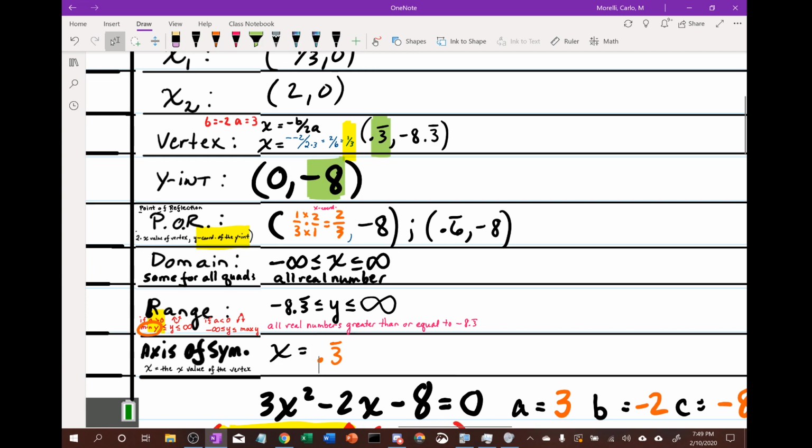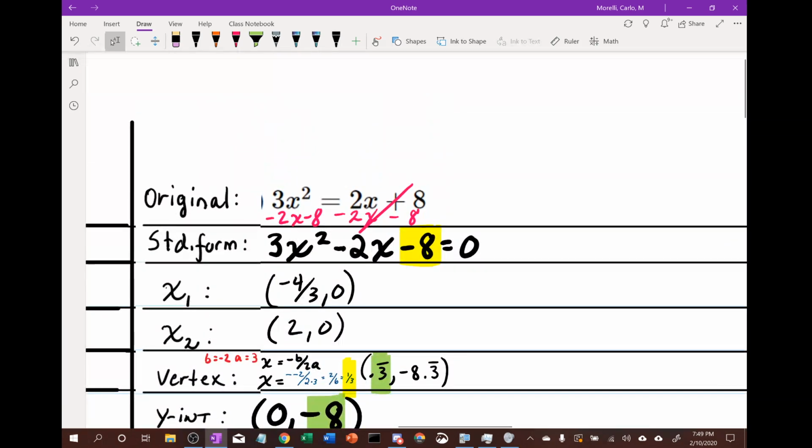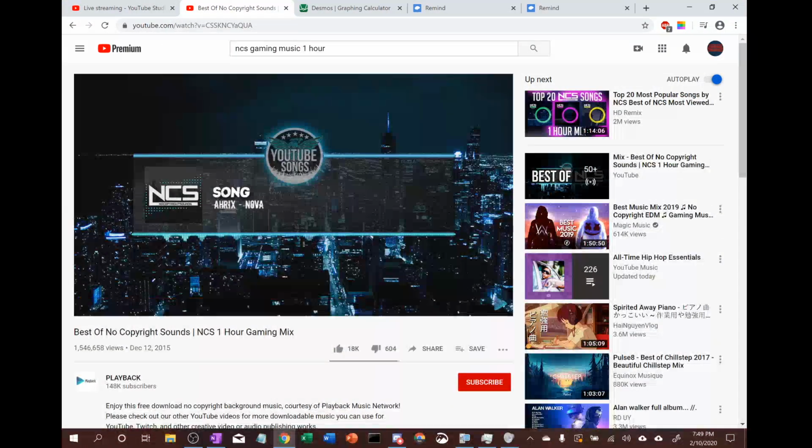I just want to graph it so you can see that all these things are correct, because we actually have not consulted a graph. And I'm going to use Desmos. 3x squared minus 2x minus 8. Let me hop on Desmos.